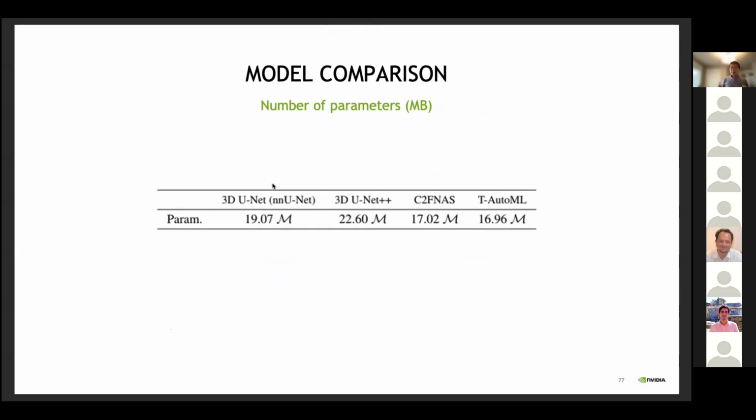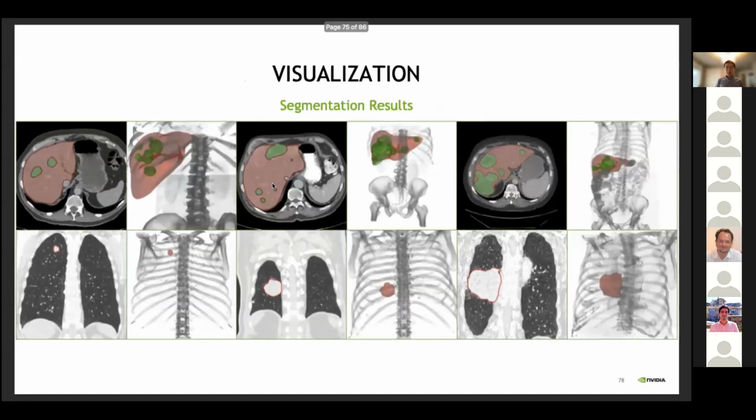Okay, then next we compare the models. The first model actually has a smaller model size compared to the standard UNet, UNet++, or C2-NAS. Here are some segmentation results. The first row shows segmentation results for the liver and tumor in 3D CT, and the second row shows the segmentation of lung tumors from chest CTs.